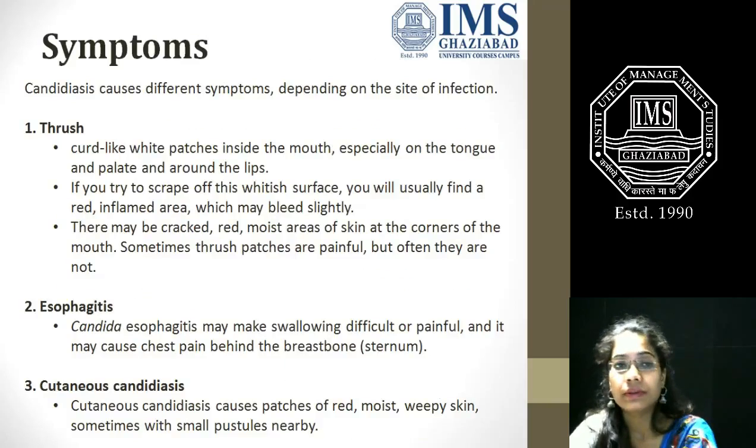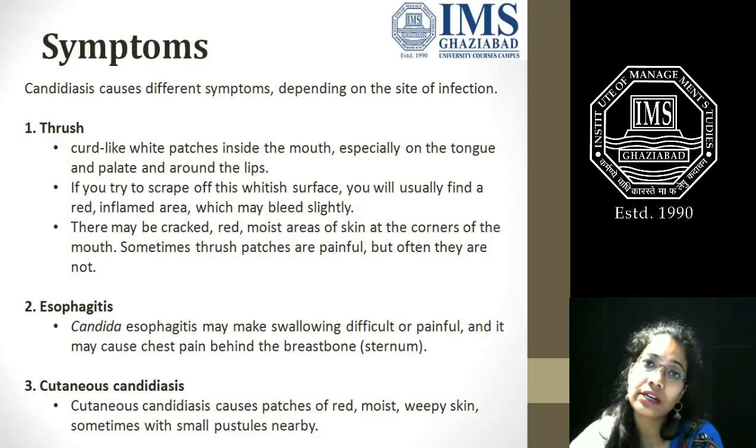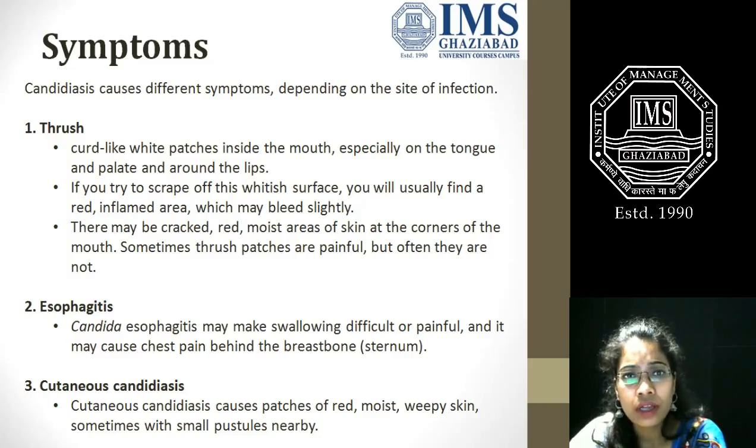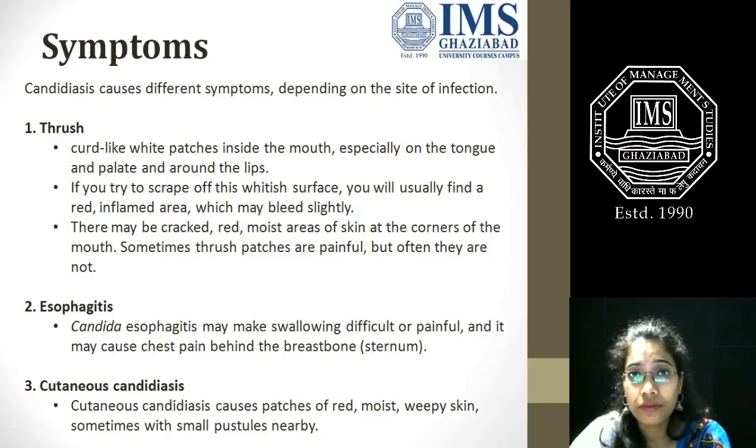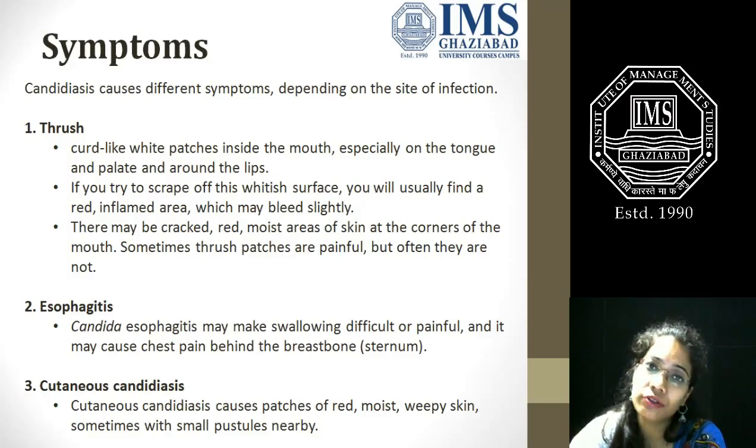Now comes symptoms. There are many symptoms for each and every type of candidiasis, and it depends on the site of the infection. Thrush gives curd-like white patches inside the mouth, especially on the tongue and palate and around the lips. If we try to scrape off this whitish surface, we will get a red inflamed area which may slightly bleed. There may be a cracked, red, moist area of skin at the corners of the mouth. Sometimes thrush patches are painful, but often they are not.